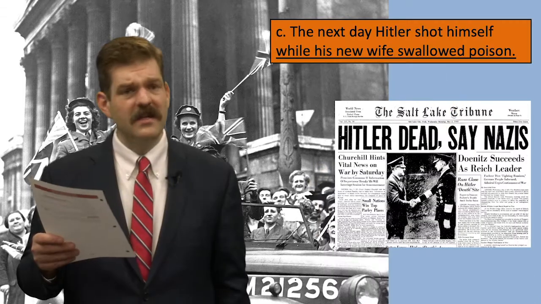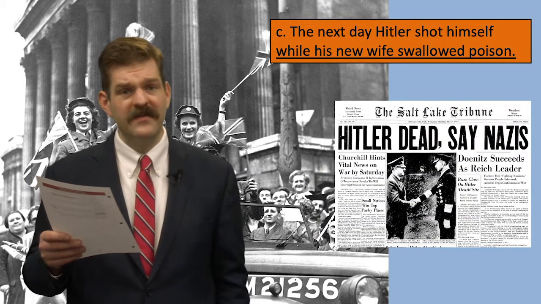In this last address, the last things he left for the country, he blamed the Jews for starting the war. He blamed his generals for losing it. He writes, "I die with a happy heart, aware of the immeasurable deeds of our soldiers at the front. I, myself, and my wife choose to die in order to escape the disgrace of capitulation." The next day, Hitler shot himself, and his new wife swallowed poison.